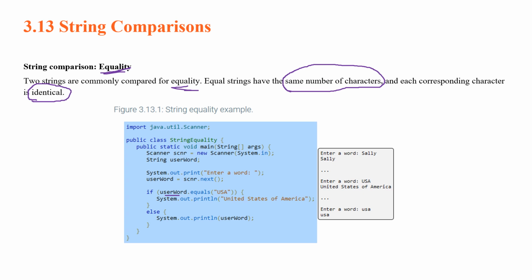So userWord is the user defined word. Using the Scanner, the user is giving a word, and equals is the function which is used to check if the string is equal. So if it is equal to USA, then we are going to print out United States of America. The user entered the USA word right here, and the output we got is United States of America.